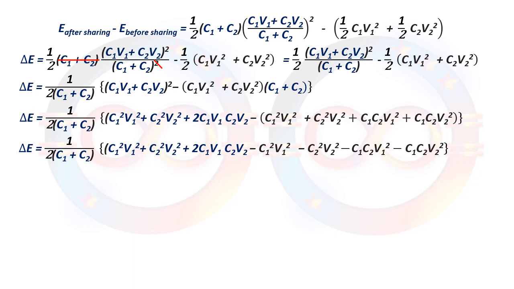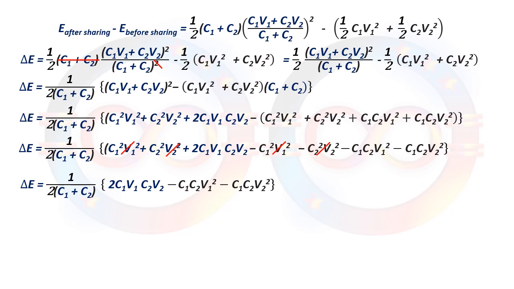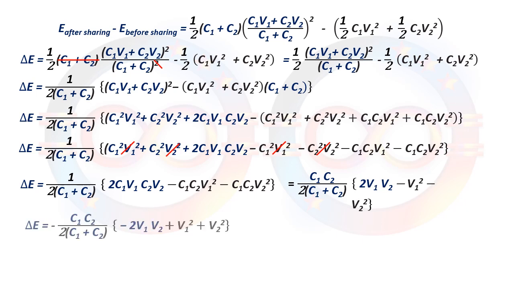The terms which are positive will get negative, and then two equal and opposite terms with positive and negative sign will get cancelled. Look carefully here. This also will get cancelled here. And now we are left with this 2c1 v1 c2 v2, c1 c2 v1 square, c1 c2 v2 square. What we are going to do, c1 c2 we will be keeping common, and it will be v1 square minus v2 square plus 2v1 v2. Now again minus sign we are going to keep common.